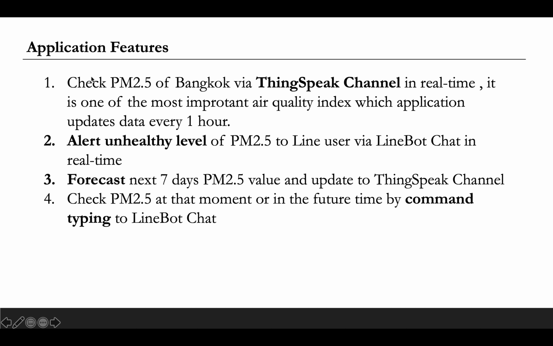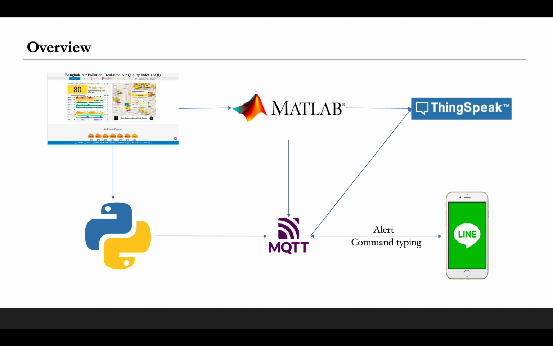Secondly, it can alert users to an unhealthy level of PM2.5 via the Line bot chat in real time. Thirdly, it can forecast the next 7 days of PM2.5 levels and update them to the ThingSpeak channel. And lastly, it can check the PM 2.5 at that moment or at a future time by command typing to the Line bot chat. Let's go to the overview of my application.